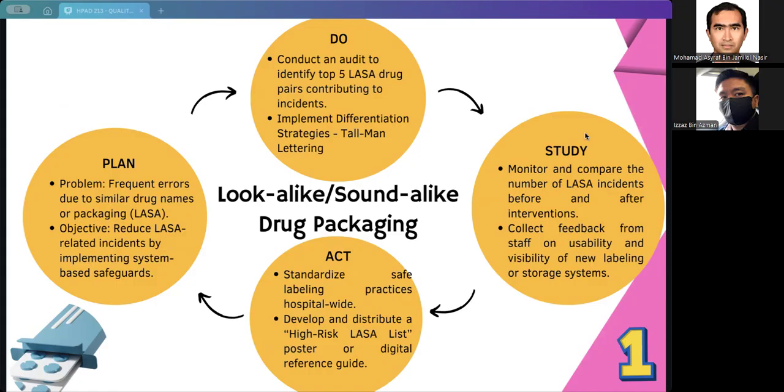Our step is to conduct an audit. We will begin by identifying the top five LASA drug pairs contributing to the incidents, a crucial step which enables us to target our intervention more effectively. Implementing differentiation strategies will include applying strategies like Tall Man lettering to visualize the differences between drugs and lessen confusion. We will monitor by comparing the number of LASA incidents before and after the intervention and also collecting feedback from the staff. Lastly, we will act by standardizing safe labeling practices hospital-wide and developing and distributing a high-risk LASA list through email.